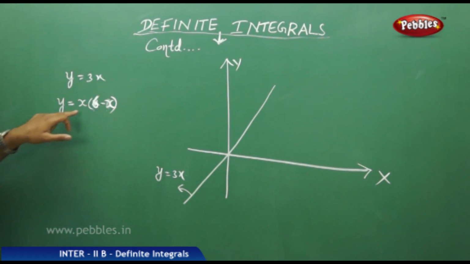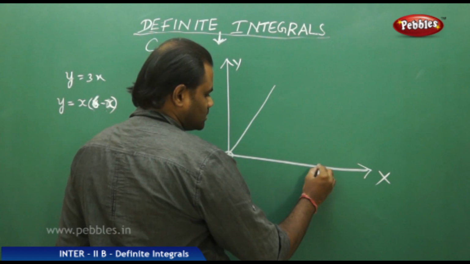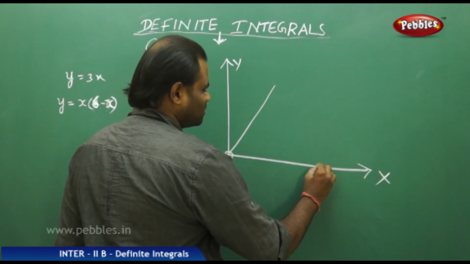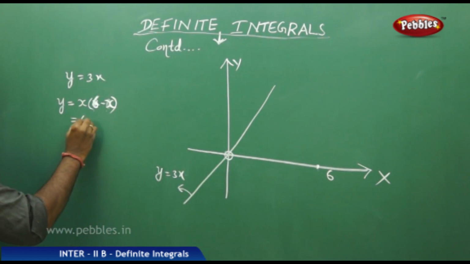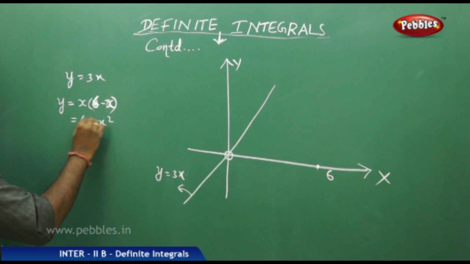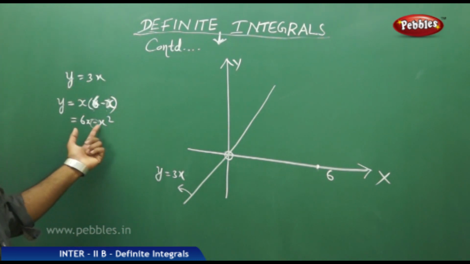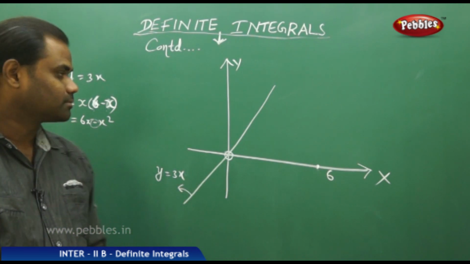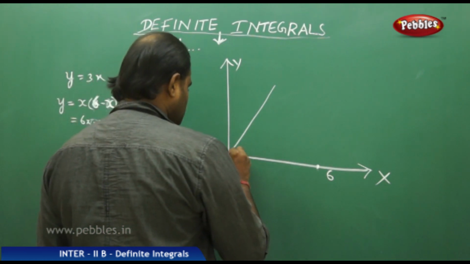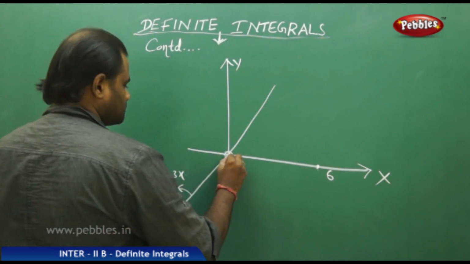And y equals the quadratic, which is x into 6 minus x, implies its x-intercepts are obtained when I take y equal to 0. So this graph cuts the x-axis at 0 and 6. So the parabola cuts the x-axis at 0 and 6, and because the coefficient of x squared is negative, the parabola is inverted because a is less than 0, as we have learnt in quadratic equations. So this is an inverted parabola which comes like this.